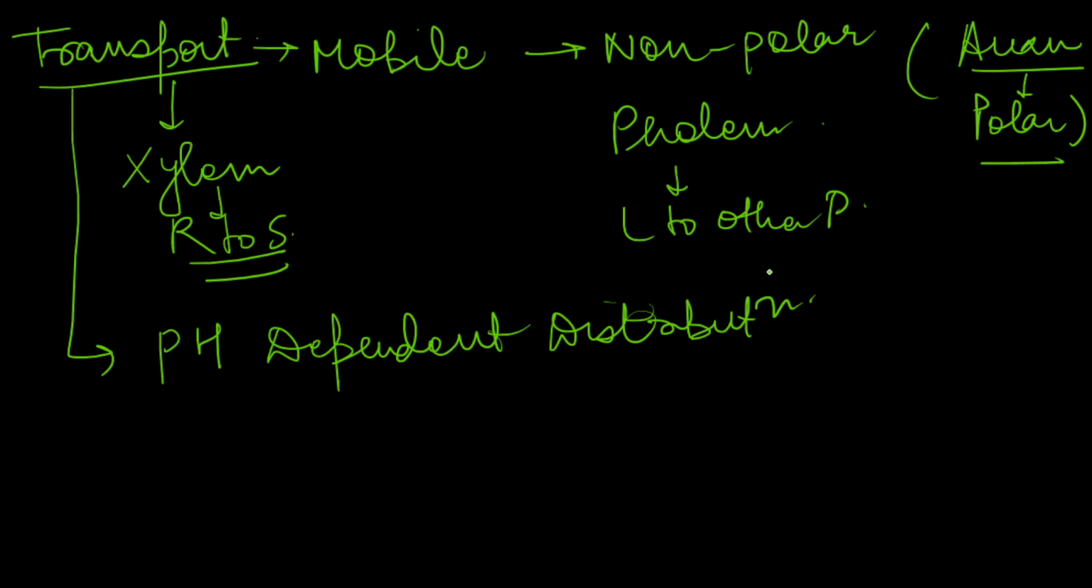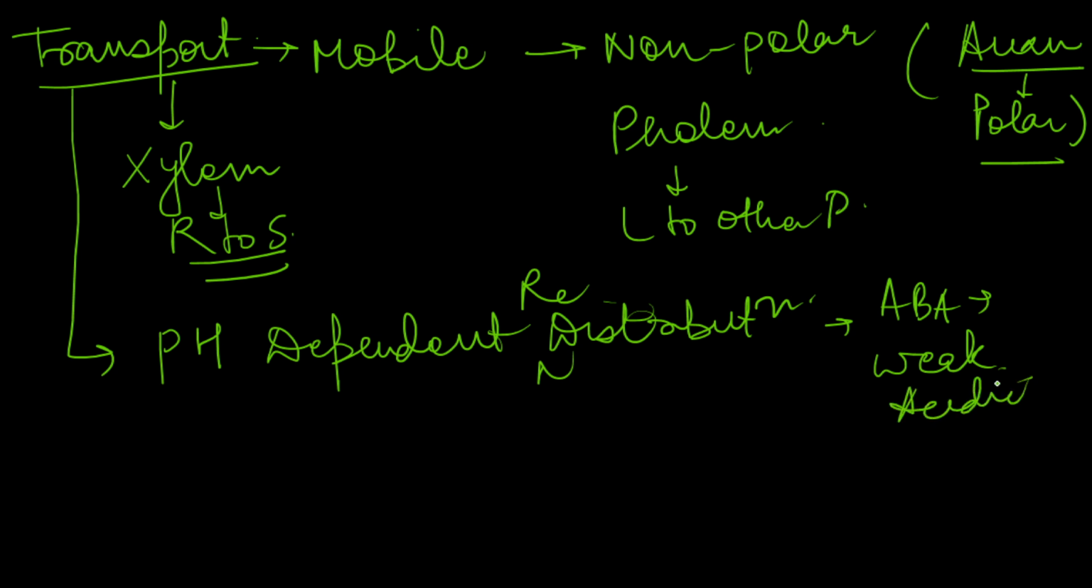pH dependent distribution, or you can say redistribution, across membranes due to ABA's weak acidic nature. So basically it can be pH dependent redistribution, where there is high acidity, ABA can be distributed there to reduce the acidity. So these things can be mentioned.